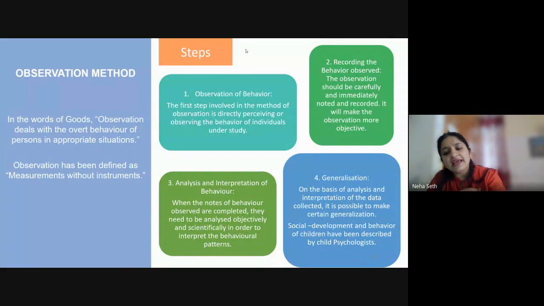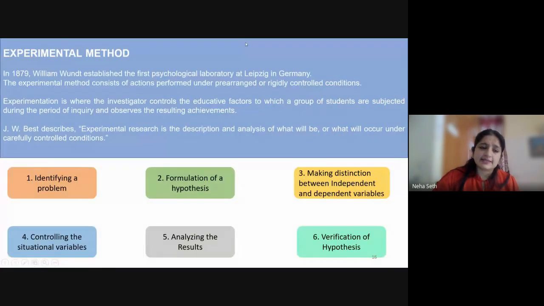So social development and behavior of children has been described by child psychologists, because it is so difficult at the age group which we are dealing with. As I said, I'm presuming that most of us are dealing with UG and PG students. It is relatively easier. But when we are talking about very small students, like the age group of 1, 2, 3, 4 years, it is so difficult to understand their psychology because they don't have words to express as well. There this kind of situation is more applicable. We need to observe, we need to analyze, we need to understand. So there this observation method is very successful.